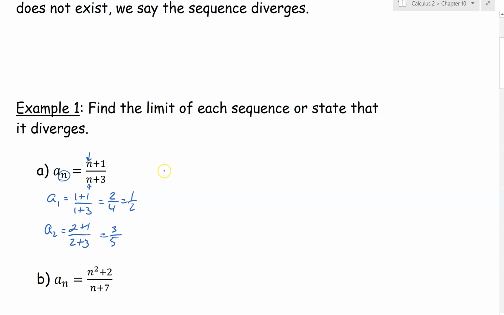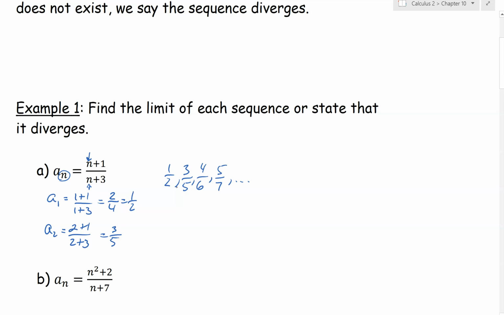And so we can start listing this out now. Our sequence starts with 1/2. Our second term is 3/5. If you plug in 3, you're going to get 4 on the top and 6 on the bottom, which reduces to 2/3. When you plug in 4, you're going to get 5 on the top and 7 on the bottom. And so this pattern continues forever. And so we want to decide, is this approaching a particular number, or is it growing infinitely large? Is it not approaching any particular number?